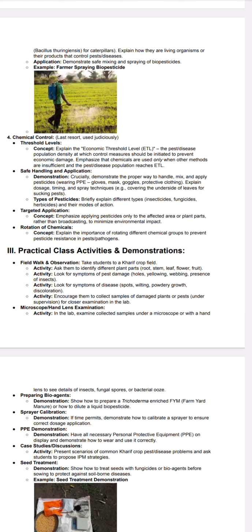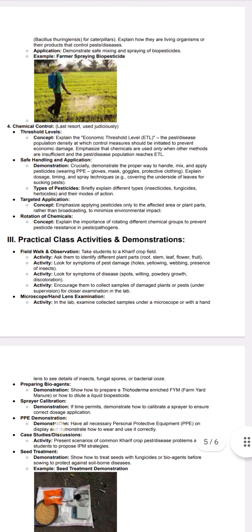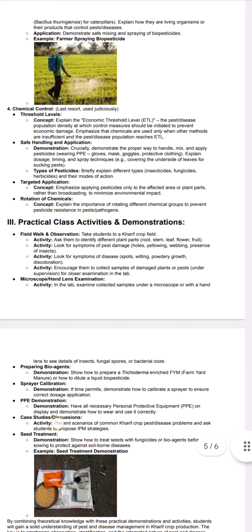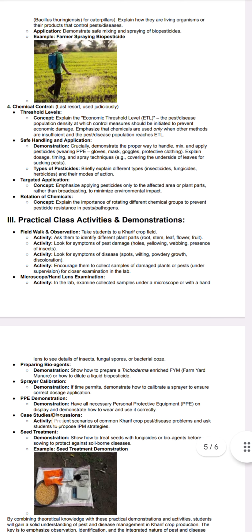Herbicides and their modes of action. The herbicide concept should be to minimize the environmental impact. Rotation of chemicals. Importance: explain the importance of rotating different chemical groups to prevent pesticide resistance in agriculture.